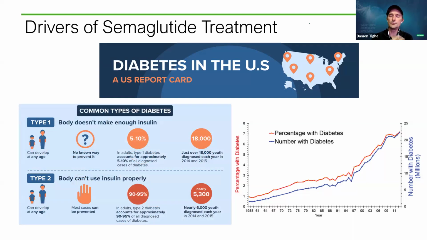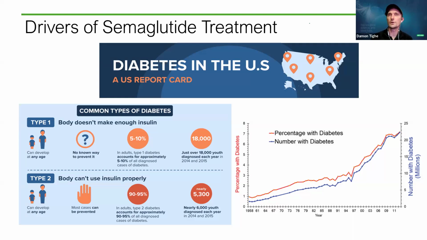So we have two common types of diabetes that are recognized, type 1 and type 2. Predominantly, we're going to be talking about type 2 in this history. For type 1, about 18,000 youth are diagnosed every year. Almost 6,000 youth are diagnosed with type 2 diabetes every year. Type 1, there's not really a great way to prevent. The body just doesn't make enough insulin, so you've got damage sometimes to where insulin is being produced in the pancreas.